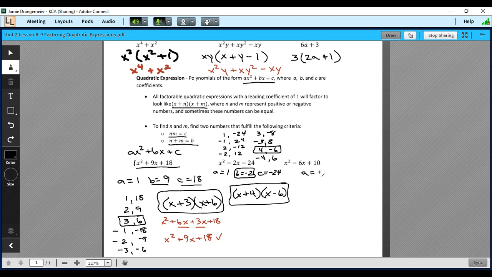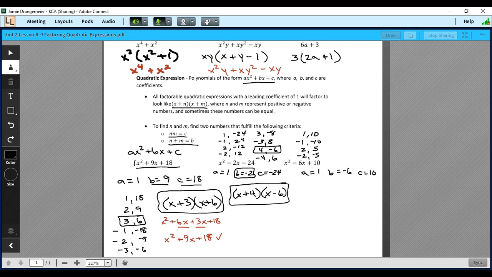All right, and then our last one here, x squared minus 6x plus 10. A in this case is 1 again. All of these, our leading coefficient was 1. B is -6, the coefficient of the middle term, the x term. And then c is 10. To factor it, we're looking for factors of positive 10. That's 1 and 10, or -1 and -10. It could be 2 and 5, or -2 and -5. And those are the only factors that we have for 10.